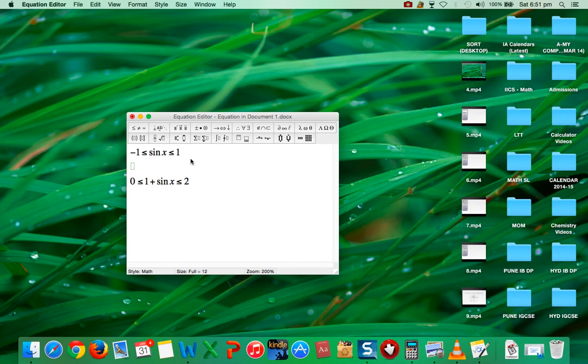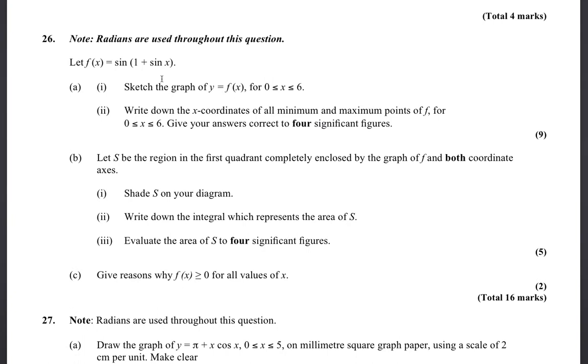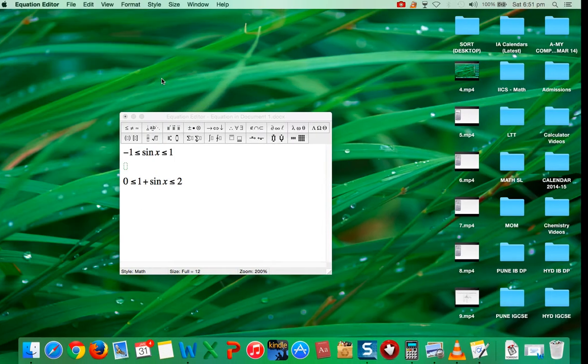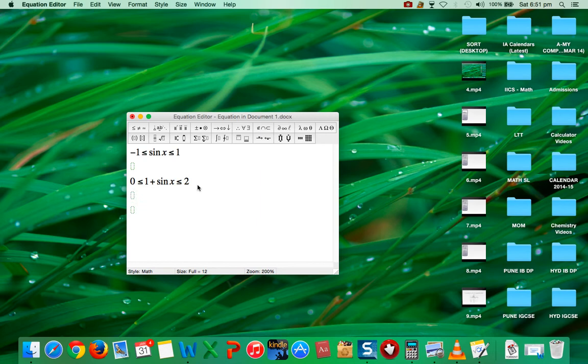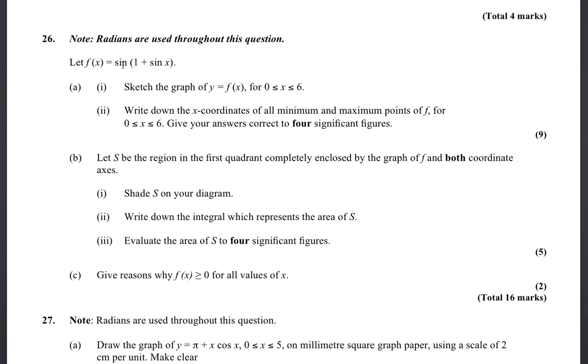So basically you have this, sorry, this is not f of x, I'm sorry, this is 1 plus sine x. Okay. Now we know that if this expression 1 plus sine x lies between 0 and 2, which means we're talking about the first and second quadrant. And we know that sine is always positive in the first and second quadrant, isn't it?